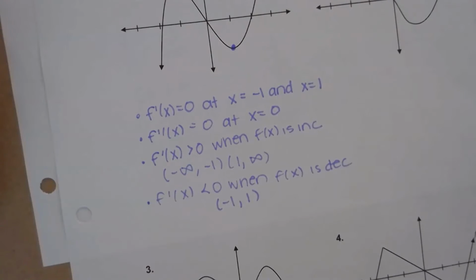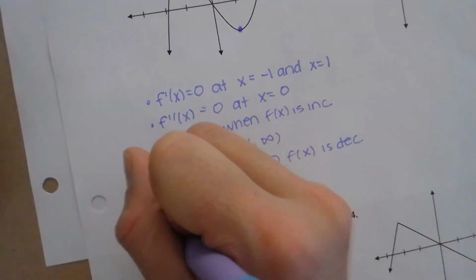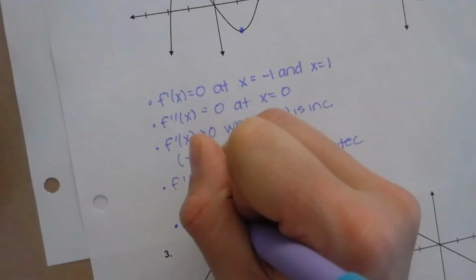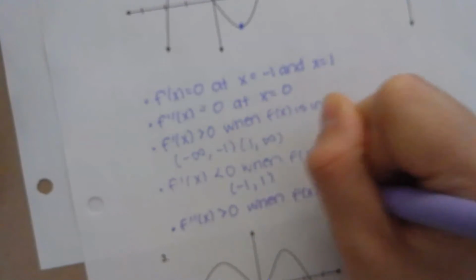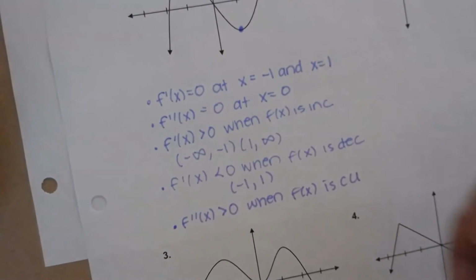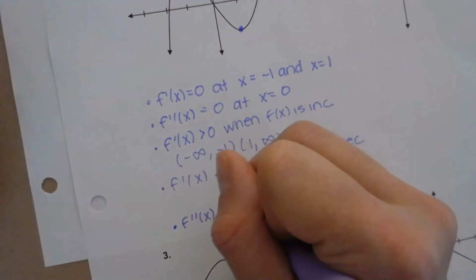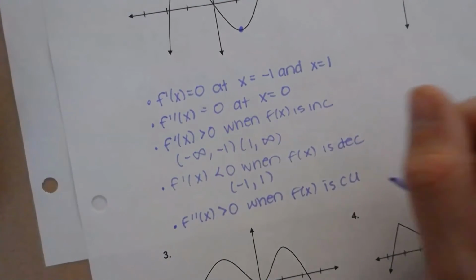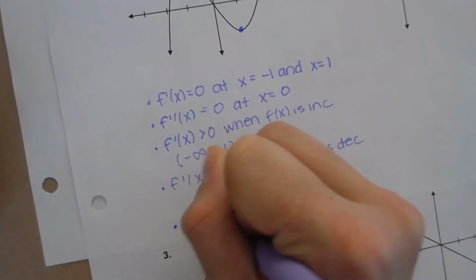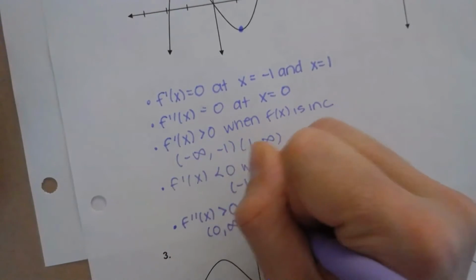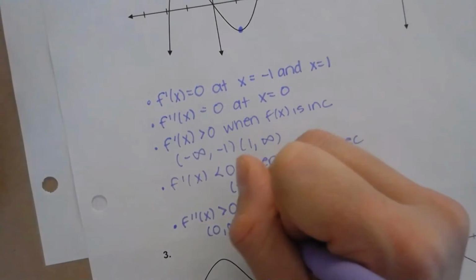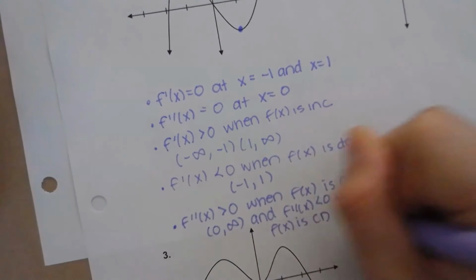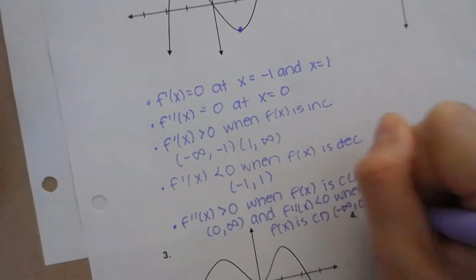Where is f double prime positive? Perfect. So f double prime of x is greater than 0 when f of x is concave up, aka 0 to infinity. Excellent. And you would start at that inflection point, right? Yes. And f double prime of x is less than 0 when f of x is concave down, which is negative infinity to 0.